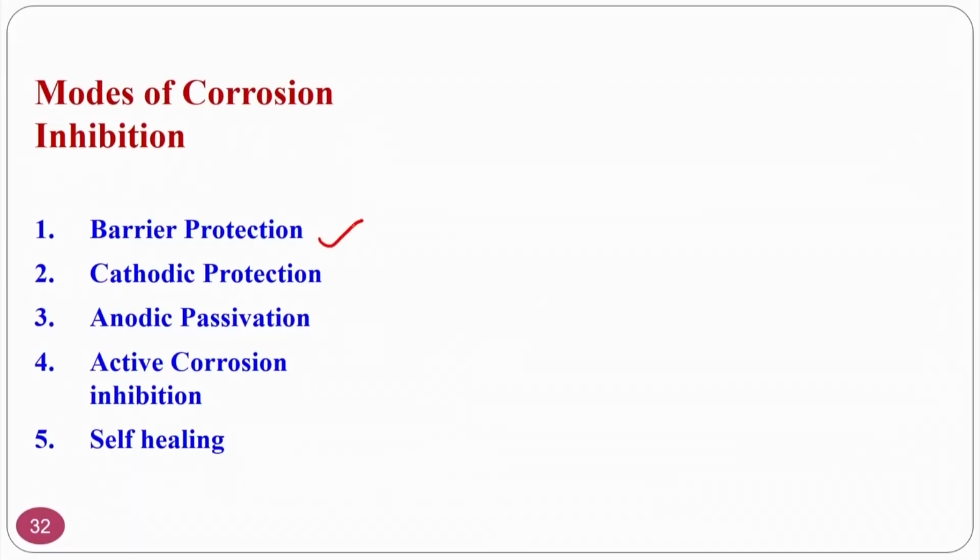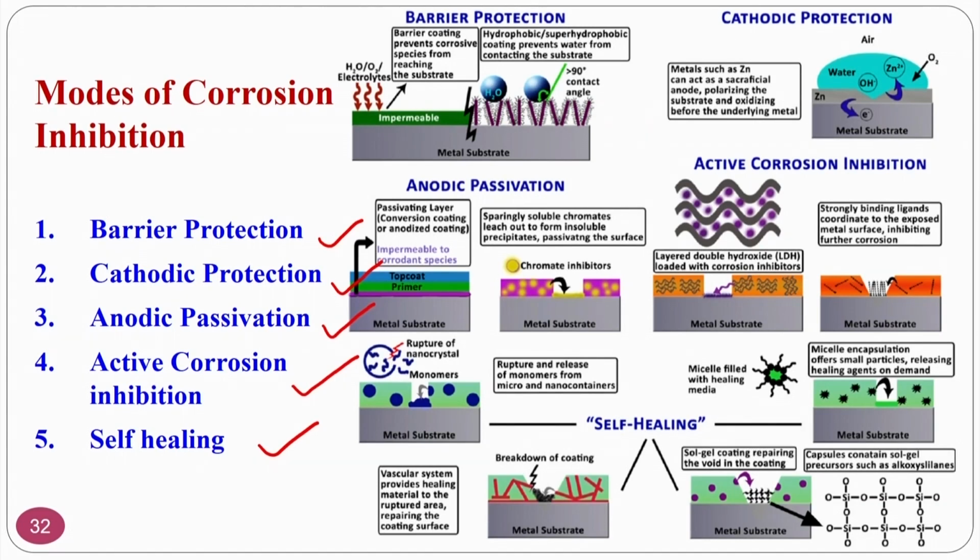There are other modes of corrosion inhibition. Then is barrier protection. These are similar to whatever we have seen in the previous slide, and the cathodic protection, anodic passivation, active corrosion inhibition and self-healing. These are the other varieties, or some are the broad names for whatever we have seen in the previous slide. If you see the barrier protection, normally this is the metal substrate. I am talking about this particular thing. So what do you mean by barrier protection?